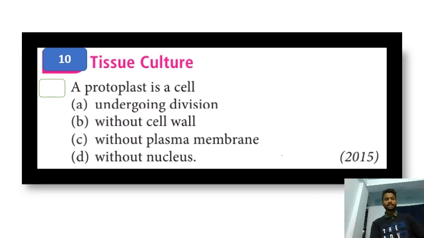A protoplast is a cell undergoing division without cell wall, without plasma membrane, without nucleus. So this is the answer: without cell wall.